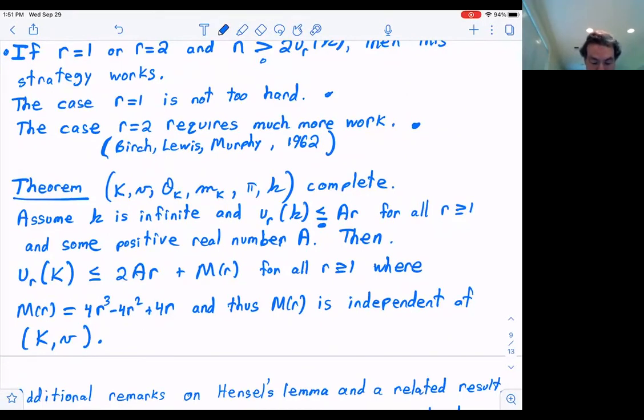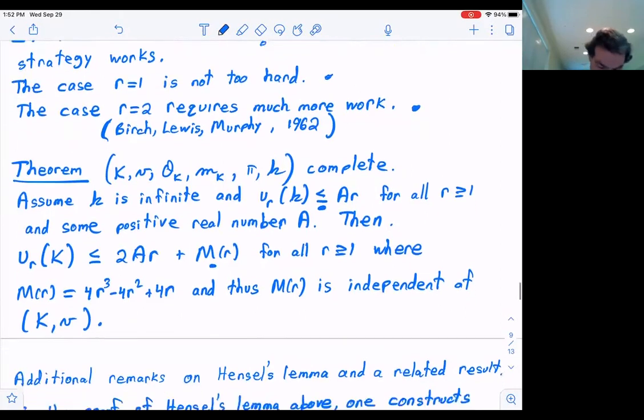where I actually have a precise value. But what is important to realize here is this quantity, m of r, is completely independent of the complete discretely valued field. So no matter what complete discretely valued field I pick with infinite residue field, I get this inequality, but there's always, for a given r, plus this fixed constant. The constant depends only on r. It's kind of interesting.